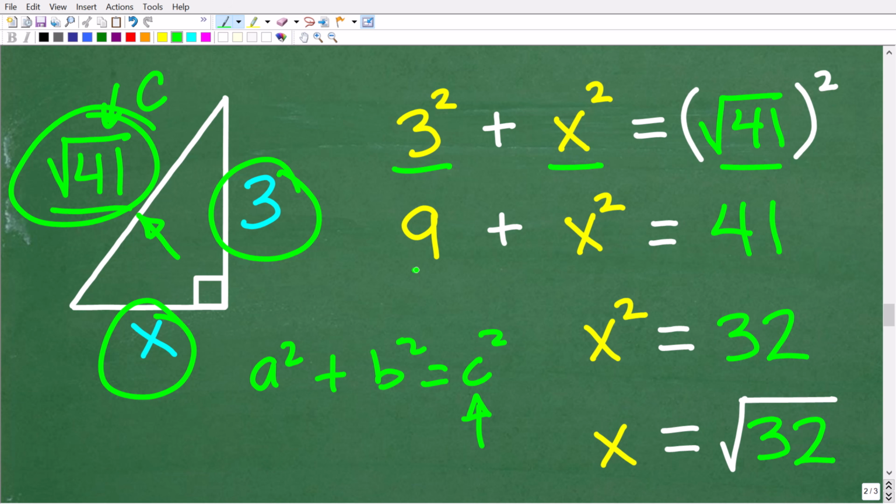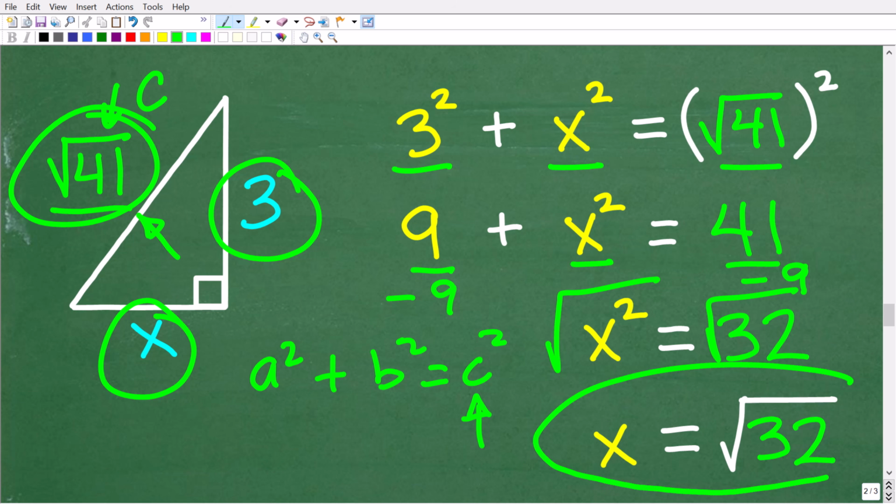Okay, so 3 squared is 9, x squared is x squared, and the square root of 41 squared is 41. So algebraically here, what we need to do is subtract 9 from both sides of the equation. So we get x squared is equal to 32. So to solve for x, all we have to do is take the square root of both sides. So x is equal to the square root of 32. Okay, so this is the correct answer.